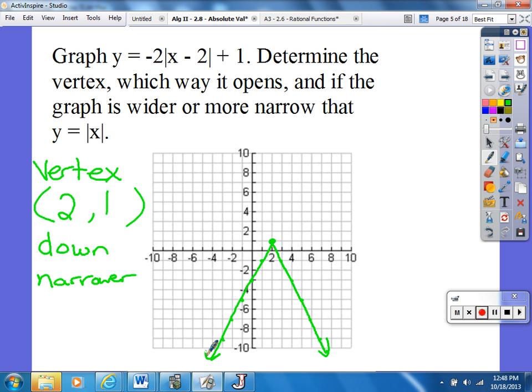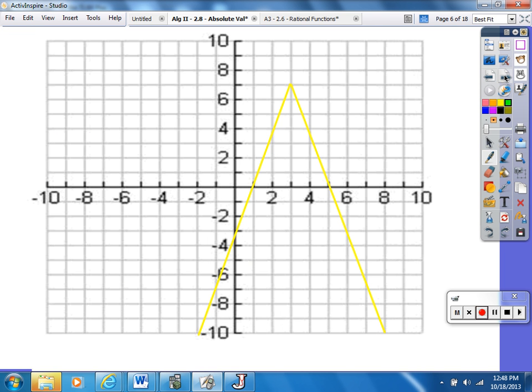Yes, I would, Noah. If there was just an X inside here, then this would be 2 comma 0. Let's say the negative 2 wasn't there. Then it'd be 0 comma 1. Okay? Good question. All right, well, let's go the opposite way.